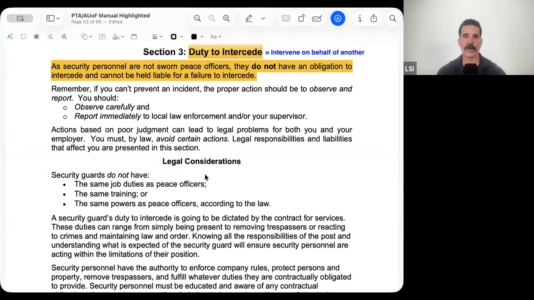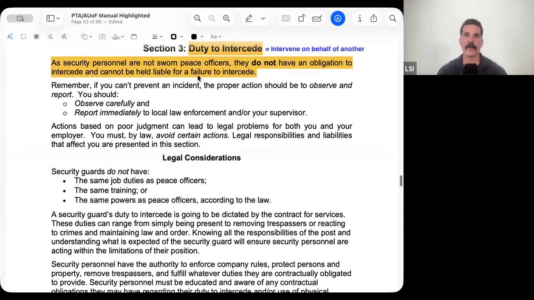All right, and we're back on page 52, section 3, duty to intercede. I'll highlight that whole thing, or just highlight duty to intercede. And then in the margin, I want you to write a note with your pen or with the toolbar on your PDF: duty to intercede equals intervene on behalf of another. So that's what intercede means. It means to intervene on behalf of another.